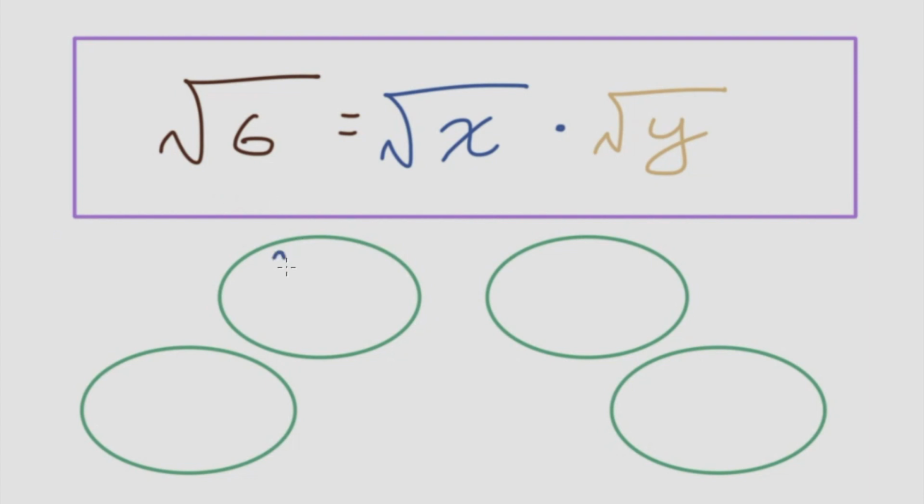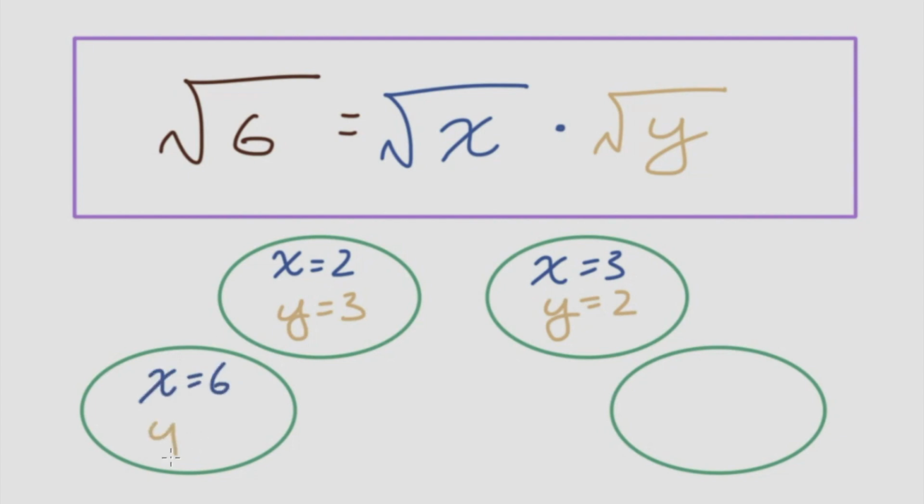Well, there are a lot of examples that can work for this. For example, if x equals 2 and y equals 3, that would work. x equals 3, y equals 2 would work as well, because both of them have an x and a y where if you multiply them together, you get 6. Another one is x equals 6, y equals 1. And finally, one last one I can think of is x equals 1, y equals 6. You can use fractions, you can use decimals, whatever you want, as long as x times y eventually equals 6.